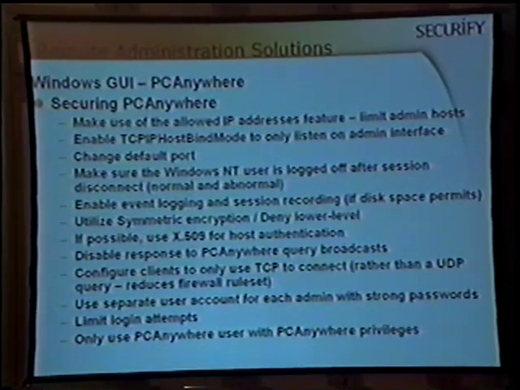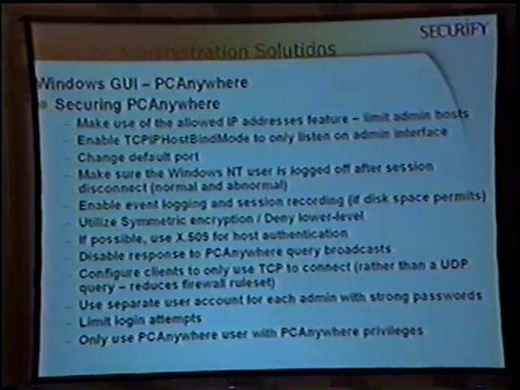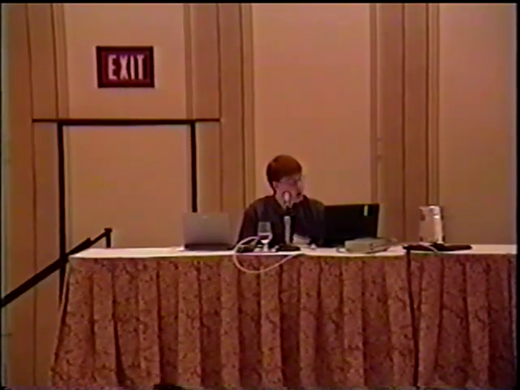That's the default behavior. When you bring up a PC Anywhere client, it actually does a UDP port probe of every host on its segment in order to determine which PC Anywhere hosts are out there. Well, if you are running PC Anywhere, you can disable your servers to not respond to those probes. You can configure your clients to only use TCP to connect rather than a UDP query to initiate the connection, which reduces your firewall rule set. The more UDP I can eliminate out of my firewall rule set, the happier I am.